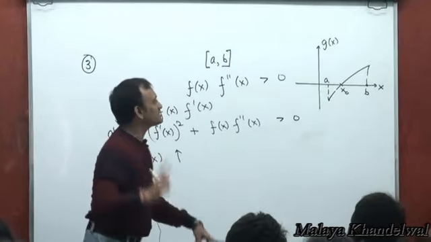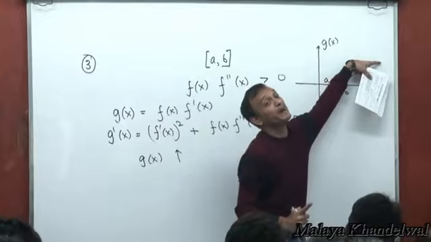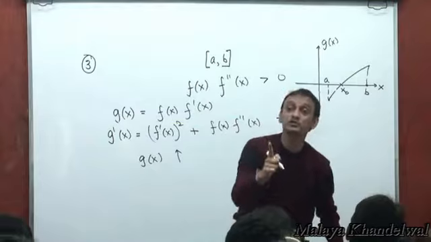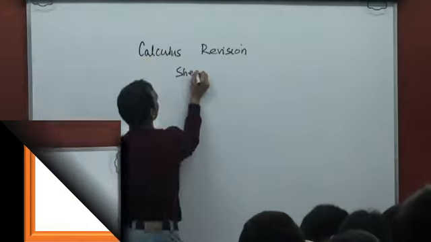And what's the reason? The reason is this: an increasing function in an interval can have at best one root in that interval. So statement 1 is true, and statement 2 is really the reason that guarantees statement 1. Yes or no?